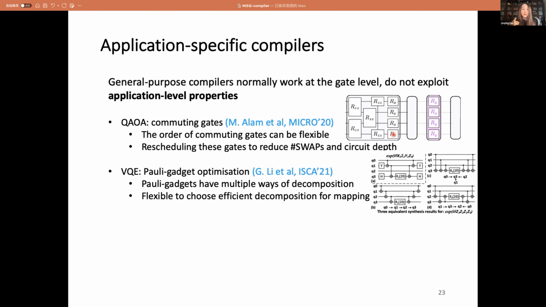And also the VQE application has many Pauli gadgets, and the Pauli gadgets can be decomposed in different ways, as shown in this figure. So it is flexible to choose efficient decomposition for different mappings if we have a connectivity limited device, because each decomposition requires different connectivity. And if we have the freedom to choose, then we could optimize the circuit and minimize the number of swap gates.